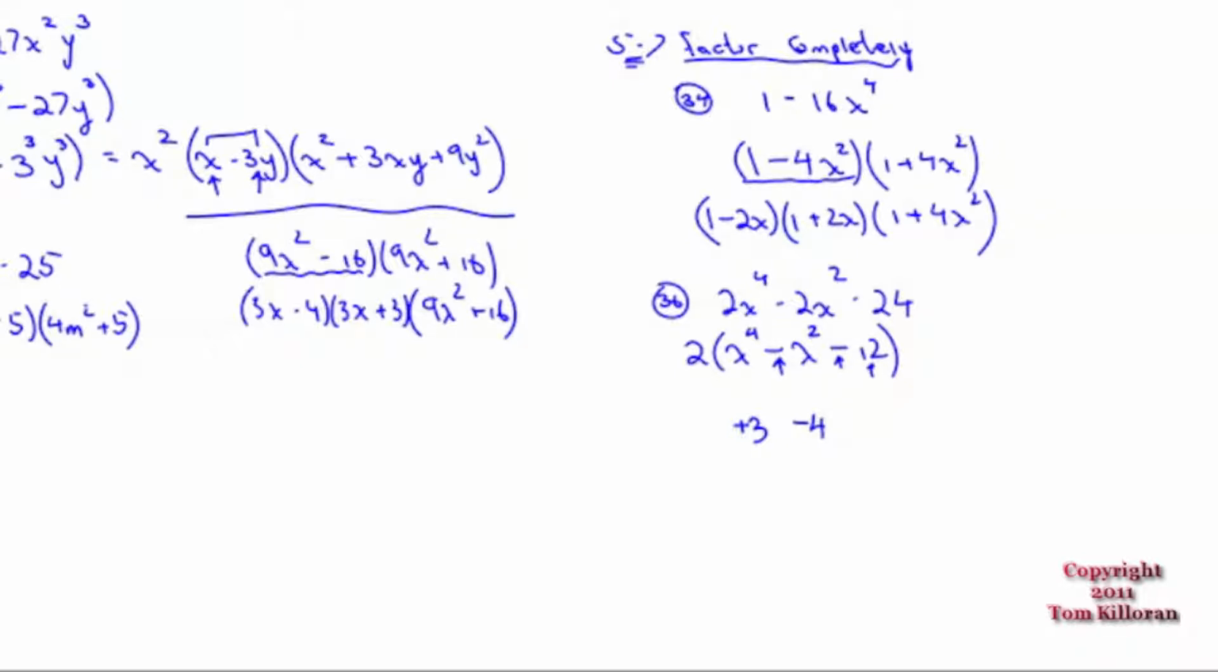X squared. We need that to turn out to be a negative x squared in the middle. So positive 3x squared minus 4x squared. Bring down the negative 12. Bring down the positive x to the fourth. A little hint, that first term has to be positive, otherwise this factoring technique becomes very messy. So if it's negative, just make sure you yank out a negative 1.